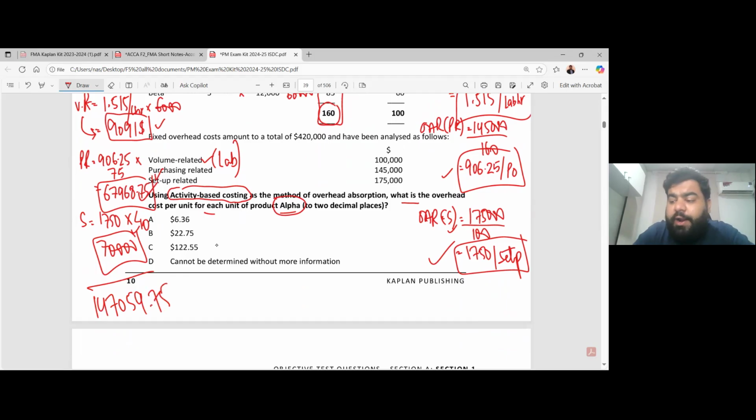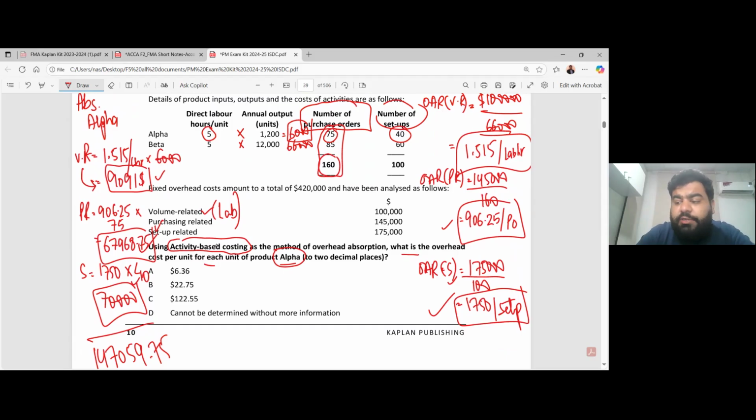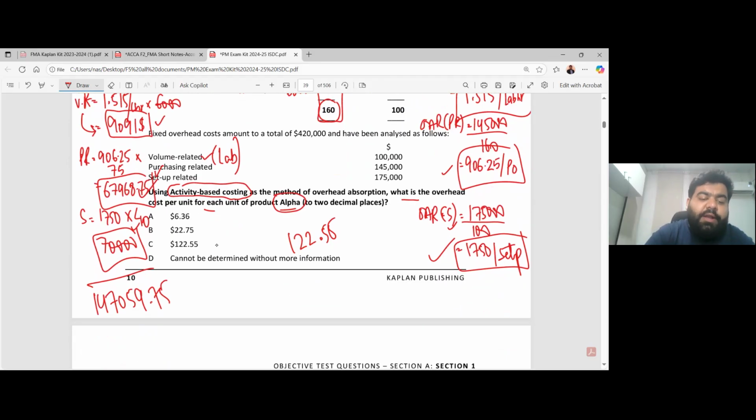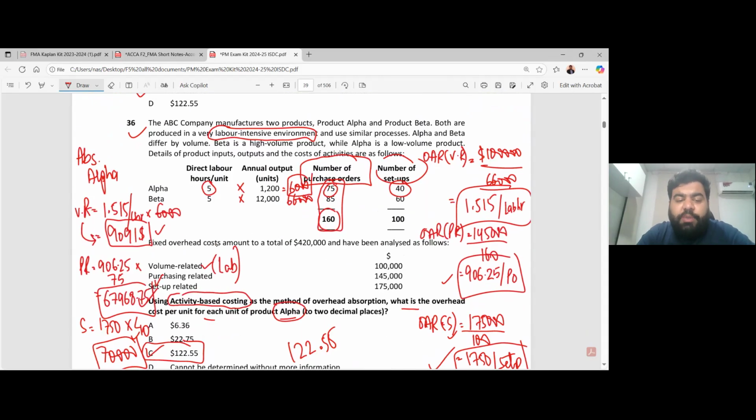When I total all of the overheads, 147,059.75, divided by number of units because we have to calculate per unit. So number of units alpha is having is 1200. So the answer is 122.55. When I divide by number of units 1200, the answer comes C. Answer was C. So this was the entire OAR concept revised again here.